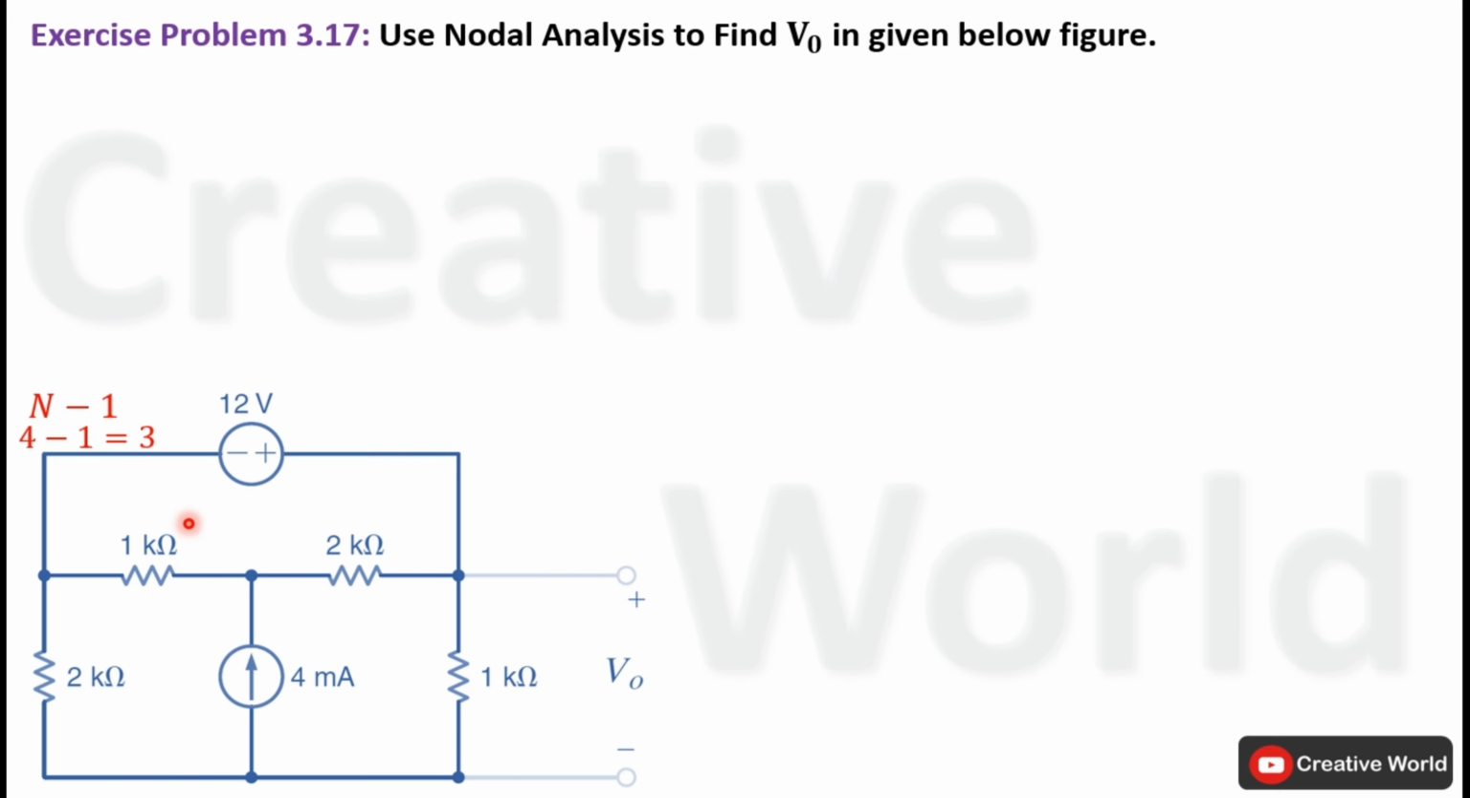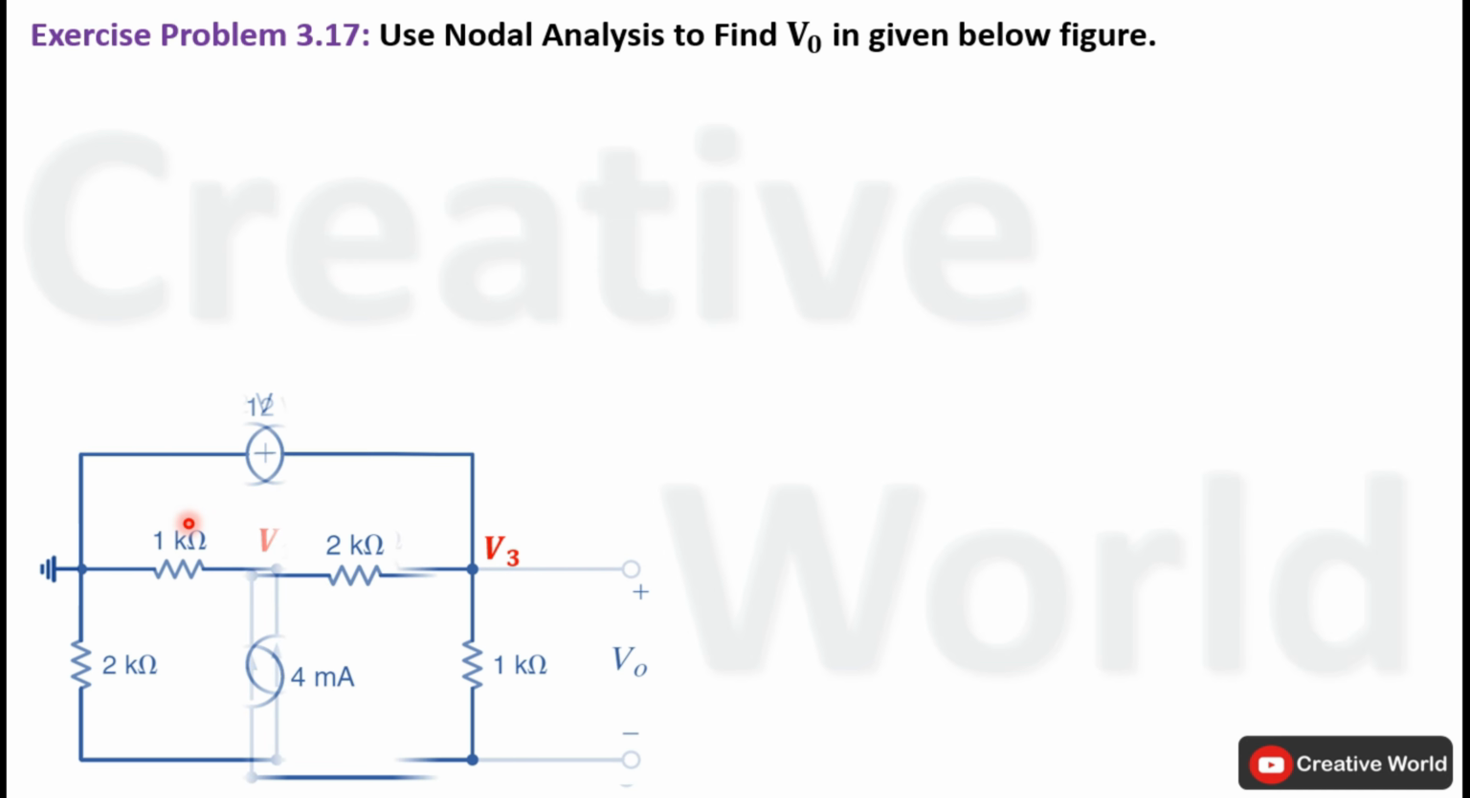In the next step, we have to label all unknown non-reference node voltages. In this network, we have made this node the reference or ground node in order to make the calculations simple. Normally, we make the bottom node of the network the reference or ground node. If we made this node the reference and ground node, this voltage source would come between two non-reference nodes. So this problem would lead to supernode analysis.